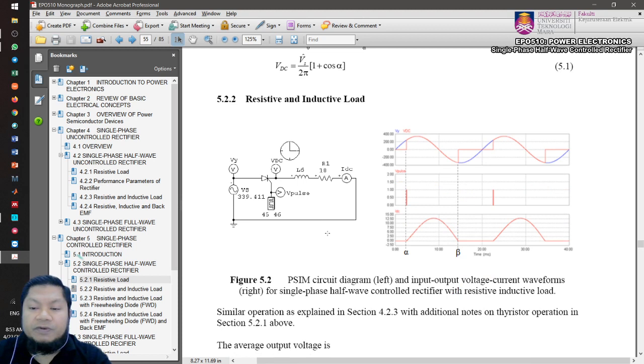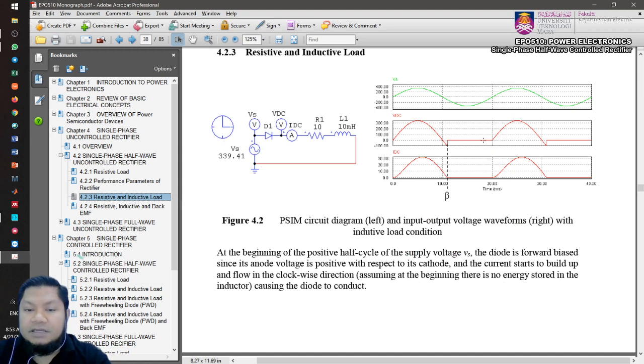Now we will move to the resistive and inductive load. Again we go back to the resistive and inductive load for the diode operation. This is the output voltage waveform. I hope you still remember how to explain it, and you understand how to explain the circuit. Why do we have a beta? Beta is the extinction angle. This is where the current goes to 0.